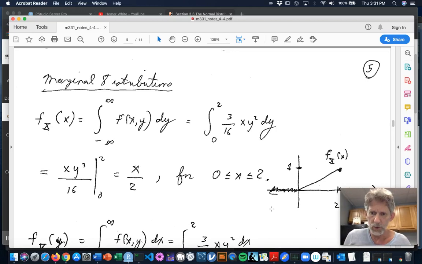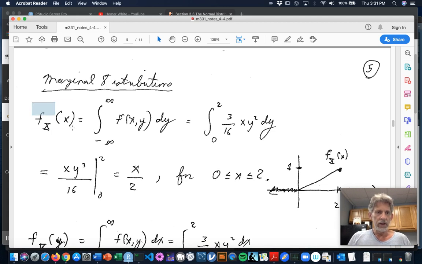Hi everybody, Dr. White here, continuing our discussion of bivariate distributions of continuous type. We want to look at the marginal distributions now. So the definition for marginals for continuous is very similar to the definition of marginals for discrete. You just integrate instead of sum.